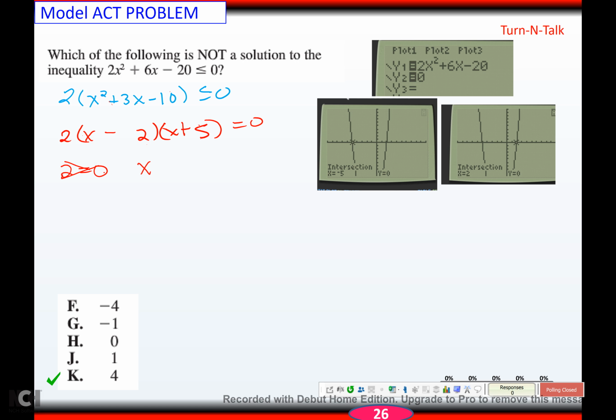2 equals 0, which is just silly. That's not got a variable in it, so it's not going to generate a solution. x minus 2 equals 0. x plus 5 equals 0. That gives me x equals 2. This gives me x equals negative 5.